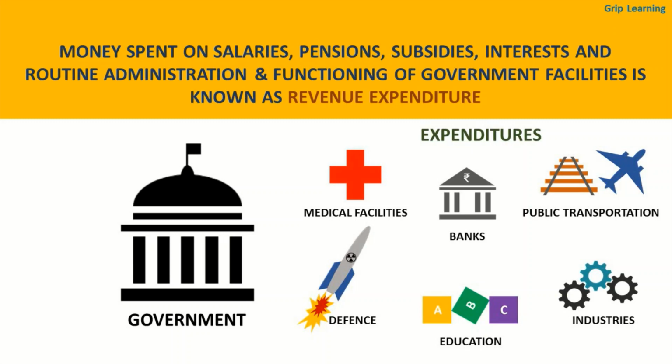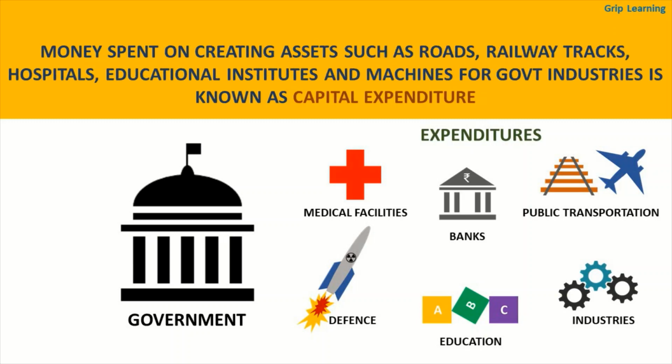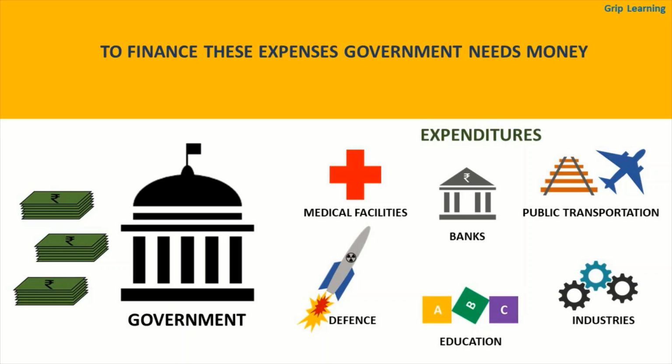Money spent on salaries, pensions, subsidies, interests and routine administration and functioning of government facilities is known as revenue expenditure. Money spent on creating assets such as roads, railway tracks, hospitals, educational institutes and machines for government industries is known as capital expenditure. To finance these expenses, government needs money.